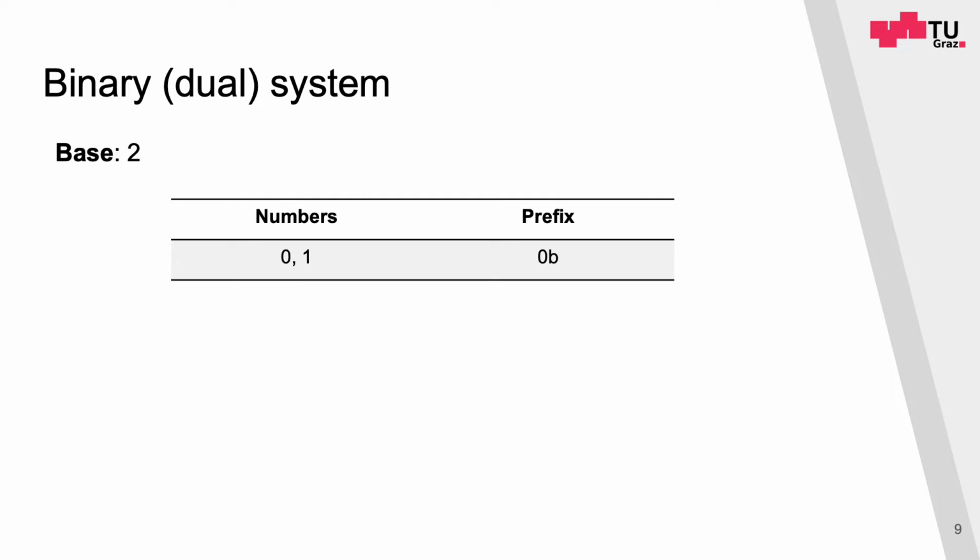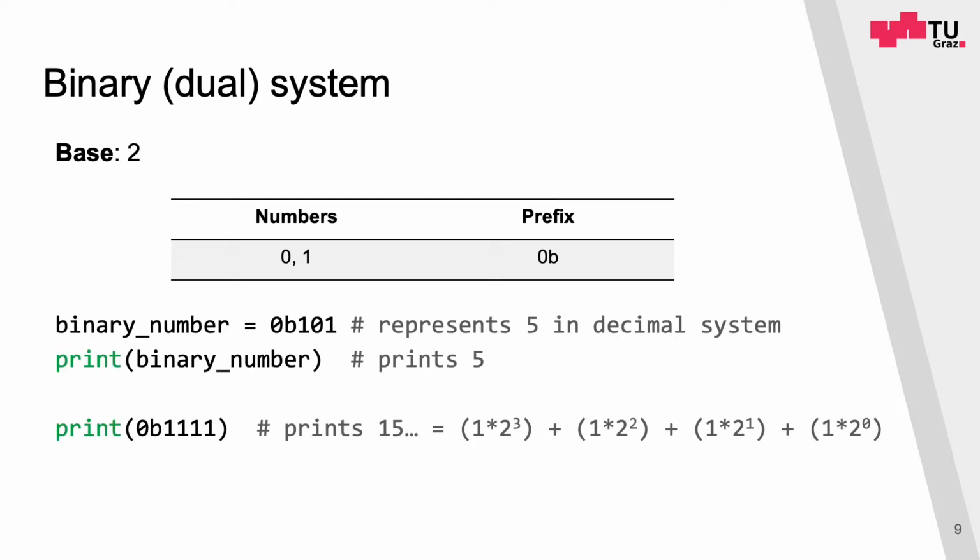And we can represent binary numbers in Python using the 0b prefix. Similarly, we can define a binary number as follows. We can just type our variable name where we want to store our binary number, and then 0b101, which represents the number 5 in the decimal system. And again, we can just print it out, and again it just prints out the decimal representation of this binary number. And yeah, we can also directly print out a binary number. And again, later in this course, we will learn how we can convert from one number system into another.